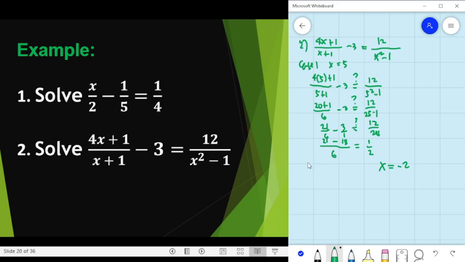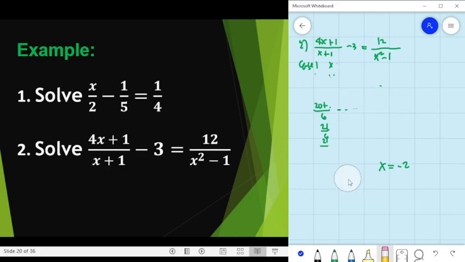Okay, and subtracting, 21 minus 18 is equal to 3. So 3 over 6 is equal to 1/2. So 3 over 6 can be reduced to 1/2, and 1/2 is equal to 1/2. Okay, so we've got the same thing. So therefore, we can ensure that the value of x equals 5 is correct. Okay, so let us now check when x is negative 2.